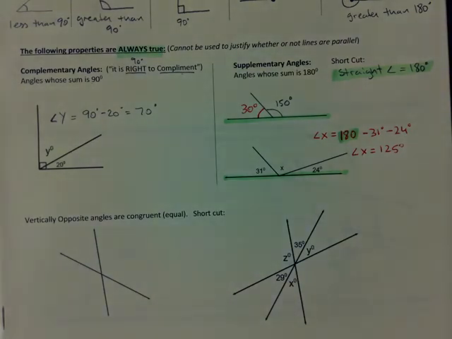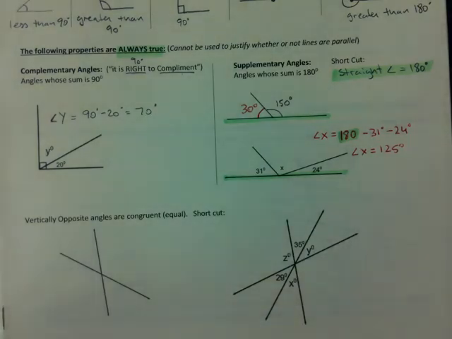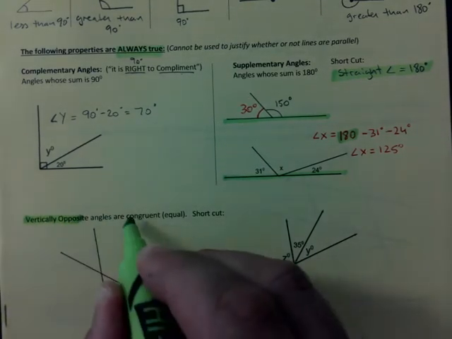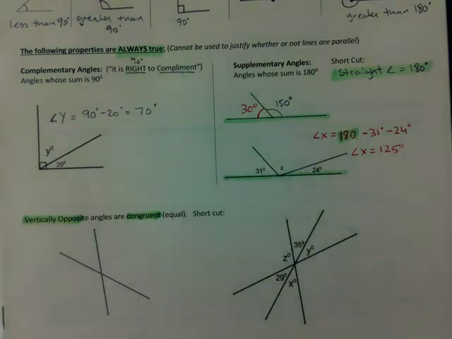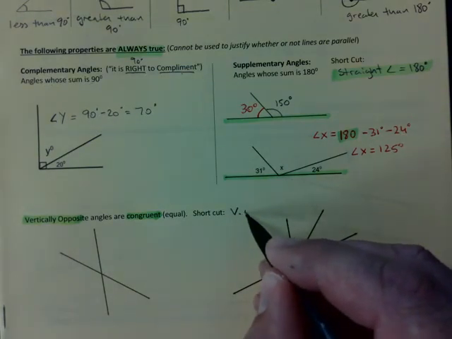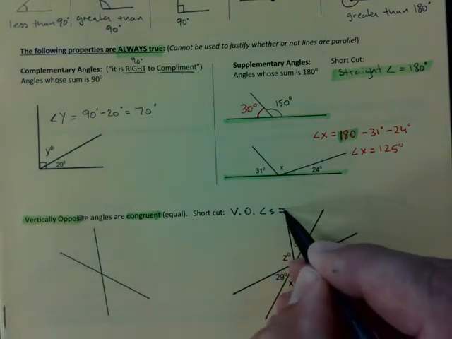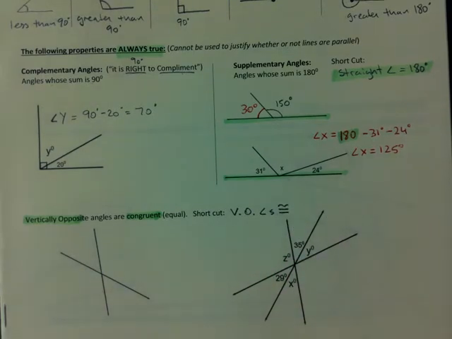Okay. So far, I think that's all review. Vertically opposite angles are congruent, and that's the same as equal. And what's the shortcut for that one? I will say this: vertically opposite angles, right? This is the symbol for congruency, meaning they're the same. It's an equal sign with a third wave on top of it.